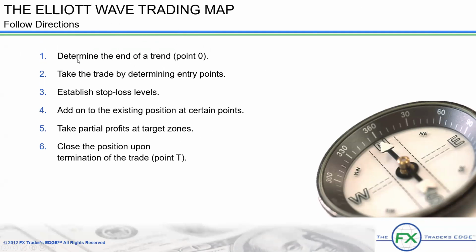The first thing that we're going to do is we determine the end of the trend. We start at point 0. Then we take the trade by determining the entry points. We're going to go through all this. We establish our stop losses, and we add on to the existing position at certain points. We take partial profits at target zones, and we close the position upon termination of the trade, point T. So this is the progression.